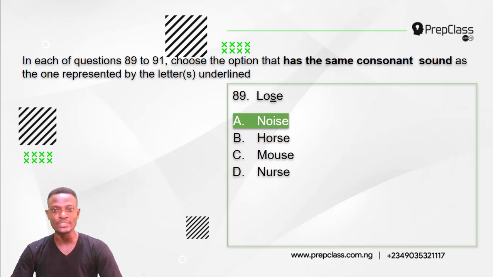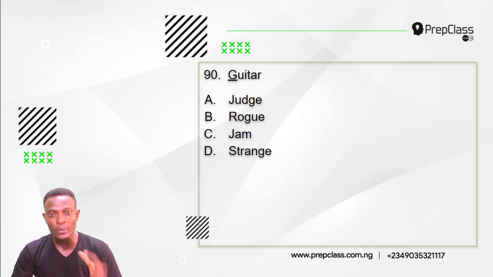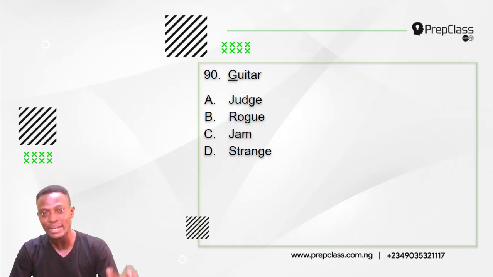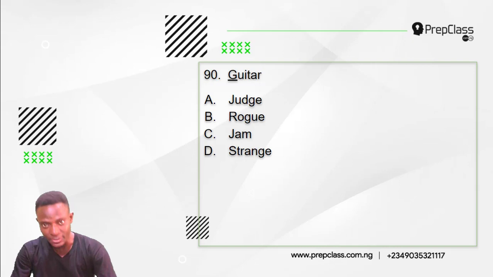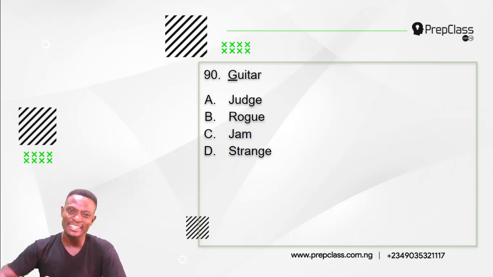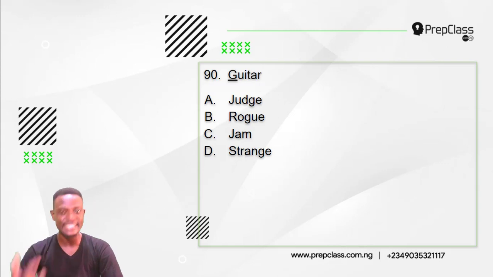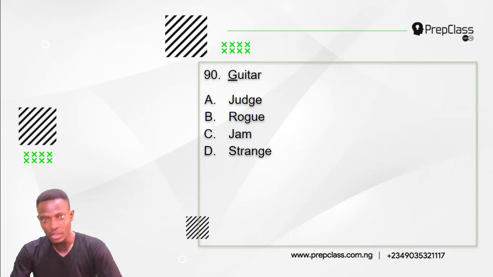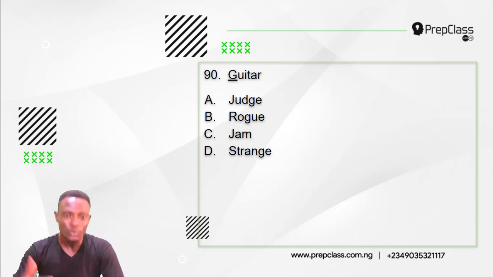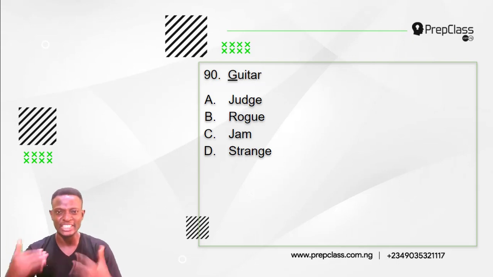Alright, moving on to the next question, question 90. Remember, we are to select the option that has the same consonant sound as the underlined letter in the given word. Question 90, the word we have is guitar. The underlined letter here is the letter G. So we are to select the option that has the same sound where we have letter G in guitar. Option A, George. Option B, rogue. Option C, jam. Option D, strange. Which of these options has the same sound present where we have letter G in the word guitar?